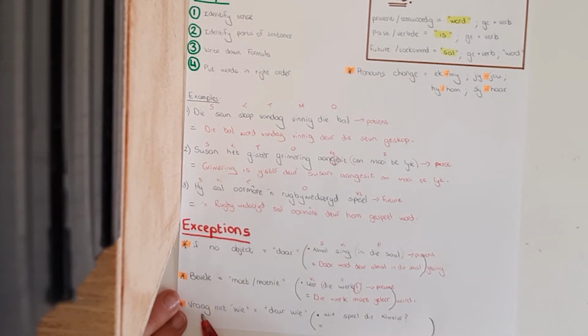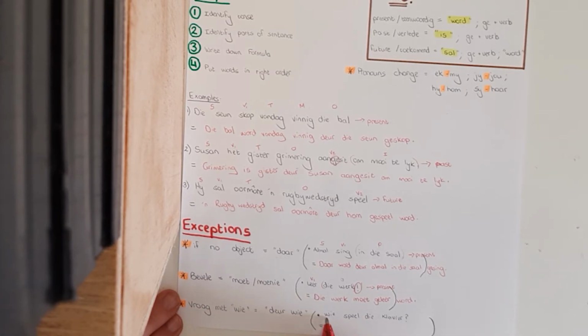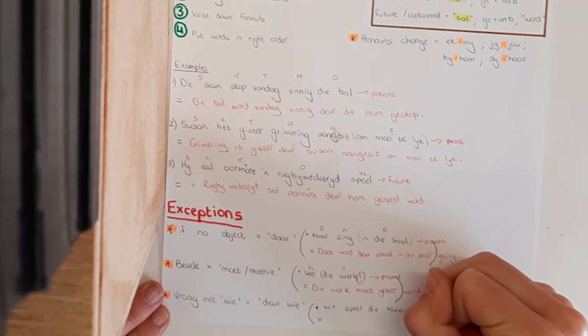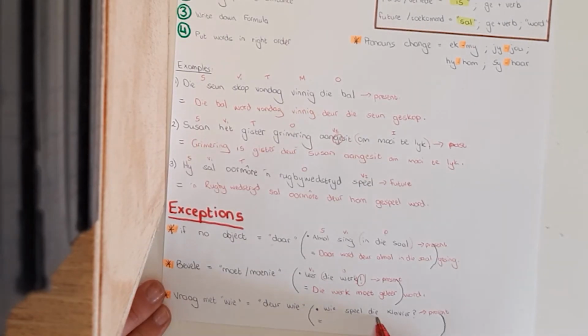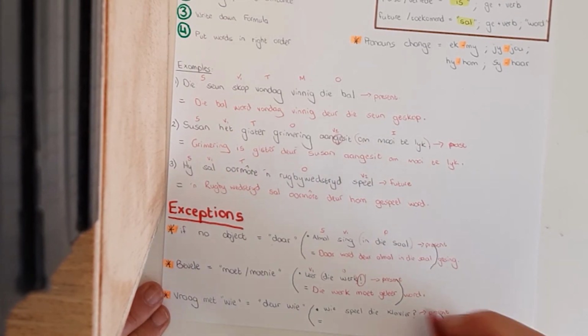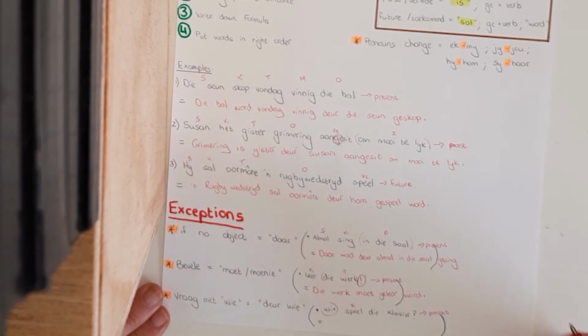Then the last exception is when a question is asked with the word wie. So here in our example, there's a wie. When this happens, we're going to use deur wie. This is present tense. Wie speel die klavier. Now we're going to identify the parts of my sentence. Wie is just our question word. Speel is verb 1. Die klavier is our object.